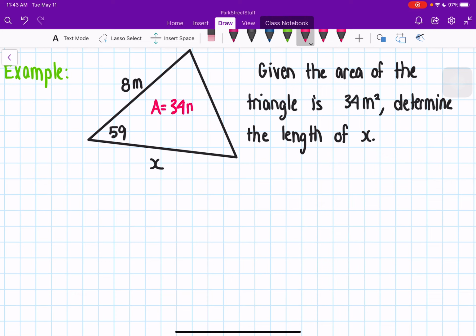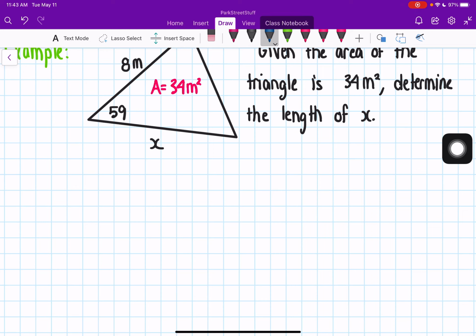And that's why it's so important to work with the diagram you get as well as the words. Because if we just looked at the diagram, we would not know anything other than that we have an unknown length, an angle, and then another side. We need to read the description of the actual question to realize they've given us the area. Okay, so we're going to put this in.